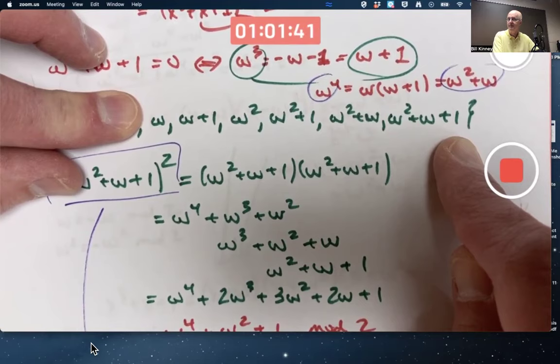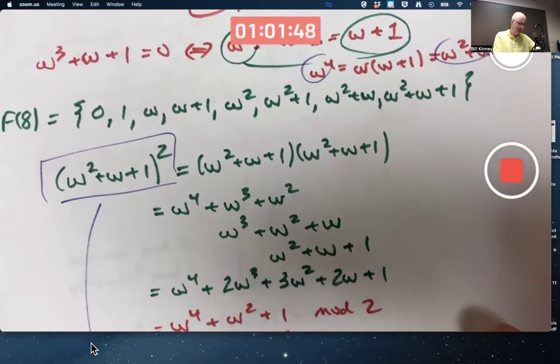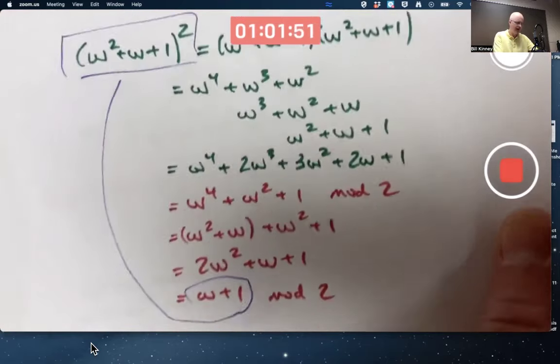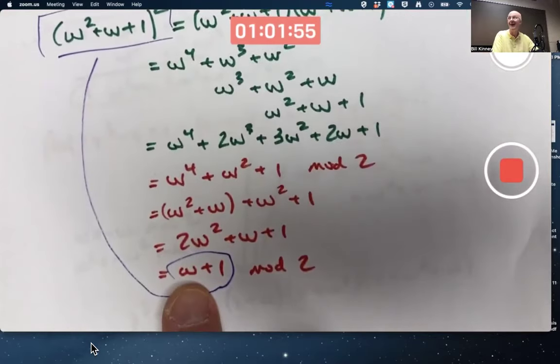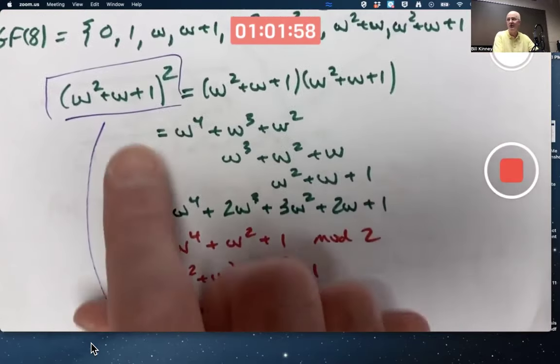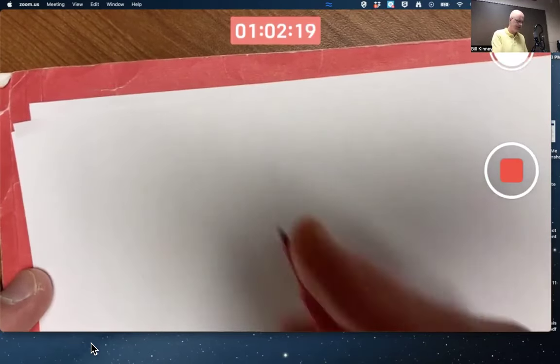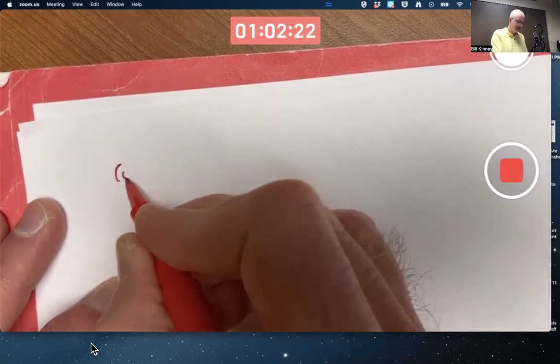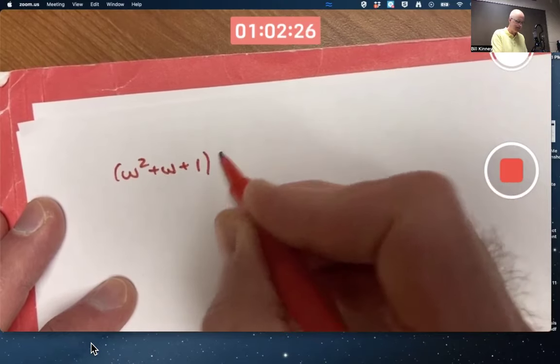Group theory. How about finding multiplicative inverses as the last thing we do today? For example, we saw that omega squared plus omega plus 1 squared was omega plus 1, not 1. It's not its own multiplicative inverse. What would the multiplicative inverse of omega squared plus omega plus 1 be? Effectively, try to solve a system of equations. What can you multiply omega squared plus omega plus 1 by?